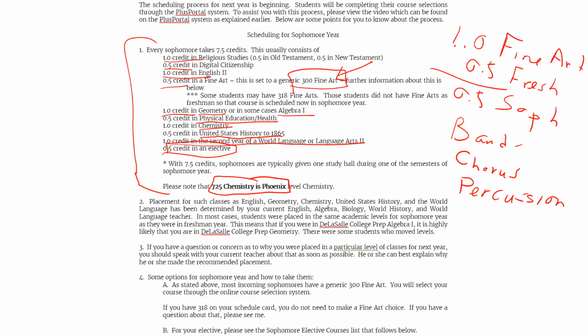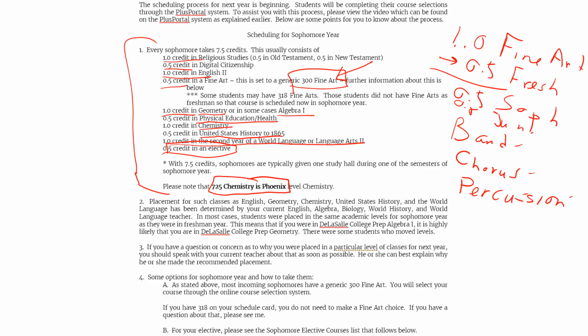We certainly encourage you to continue to do so, but at this point in time, if you've done your band, you've done your chorus, you've done your percussion, and you're no longer interested in pursuing any of that further, please let me know and I'll talk to you about what we can do with your schedule further from there. Some students, though, if they did not have the half credit of fine arts in the freshman year, will need it in their sophomore year and the other half credit in their junior year.